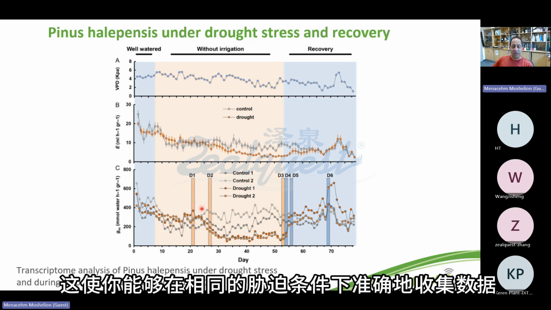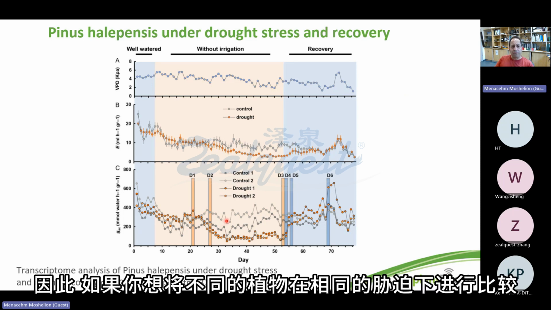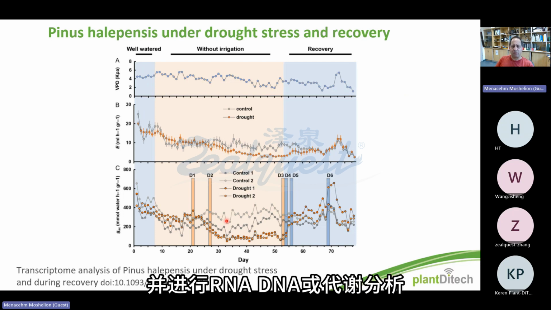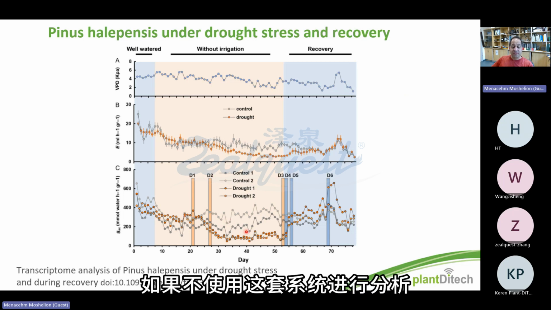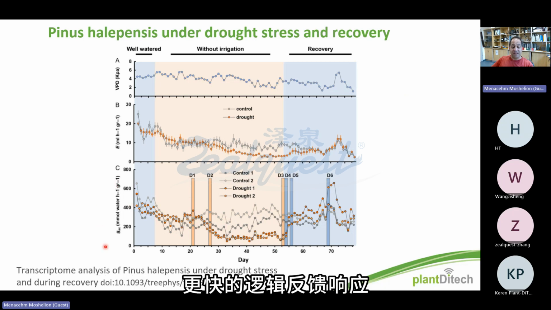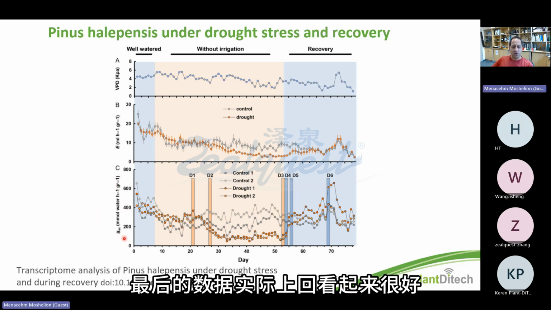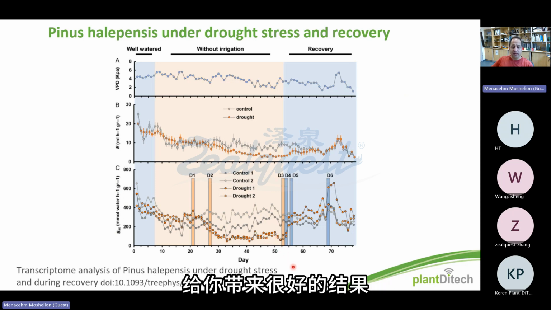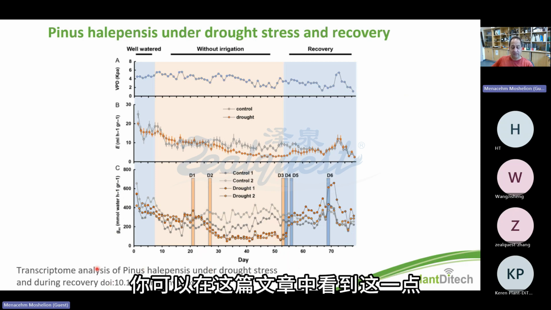This enables you to collect data precisely under the same stress. So if you want to compare different plants under the same stress and get RNA or DNA or metabolite analysis, and you don't do it with the system, you're going to get a lot of noise. But if you do it using the system and collect it based on the plant physiological response, actually the data looks very good and gives you very nice results. You can see this in this paper.